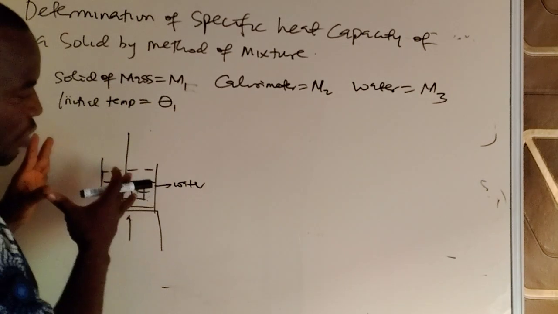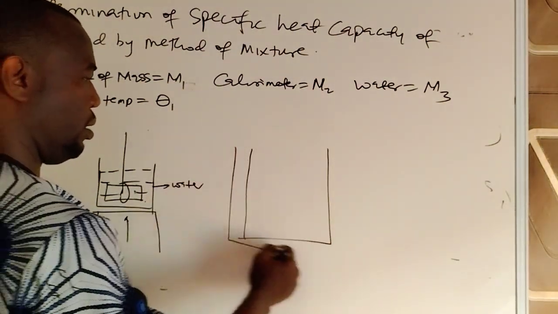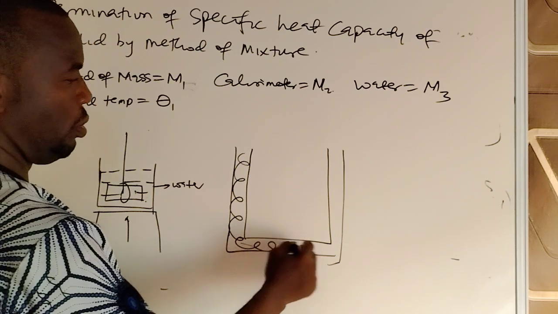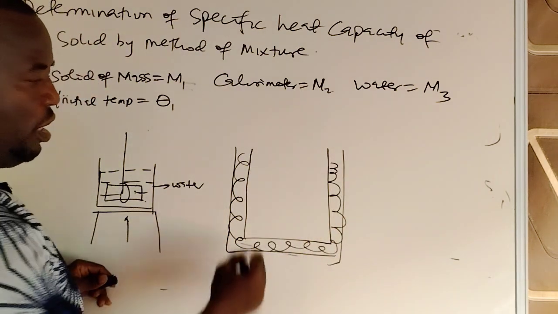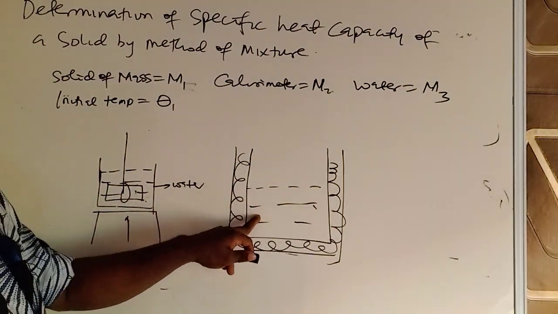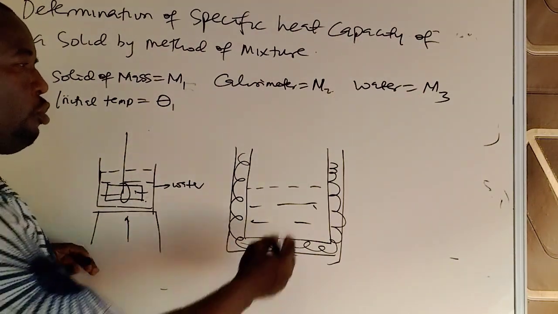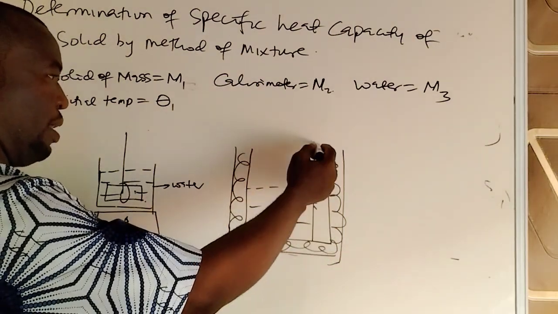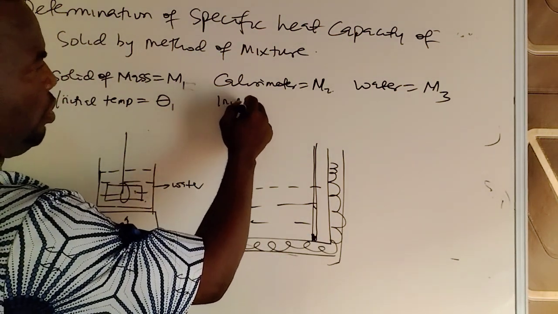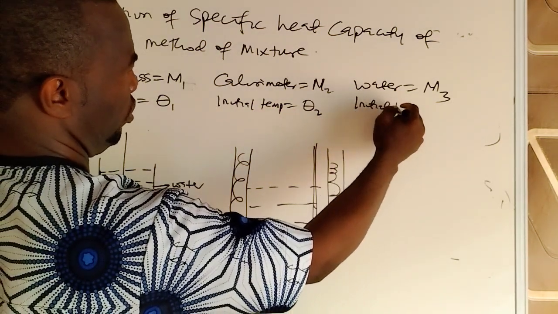Having done that, as we're doing this, we have to prepare a well-lagged calorimeter, whose mass we determine as M2. That's the calorimeter inside this place, containing some water. The water here is different from the one you use for the heating, and its mass is determined as M3. Then, as you're heating this, you also find the initial temperature of this calorimeter and water by placing a thermometer inside it. We call the initial temperature of this one theta2.